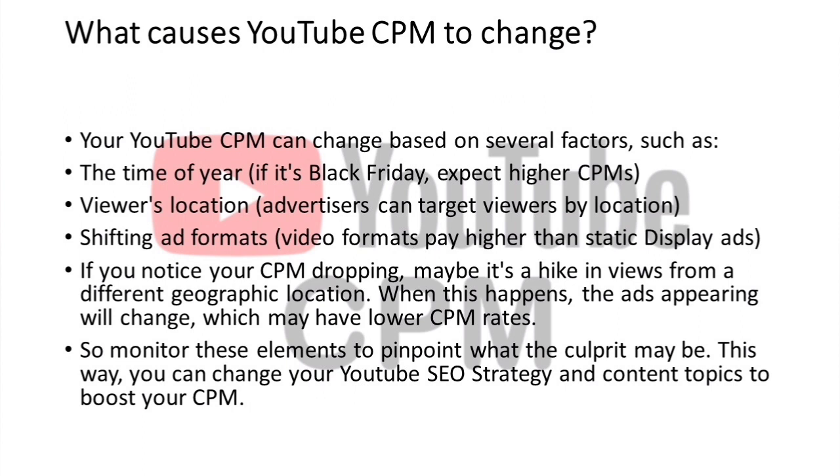Your YouTube CPM can change based on several factors, such as the time of year. If it's Black Friday, expect higher CPMs. Viewers' location. Advertisers can target viewers by location. Shifting ad formats. Video formats pay higher than static display ads. If you notice your CPM dropping, maybe it's a hike in views from a different geographic location. When this happens, the ads appearing will change, which may have lower CPM rates. So monitor these elements to pinpoint what the culprit may be. This way you can change your YouTube SEO strategy and content topics to boost your CPM.